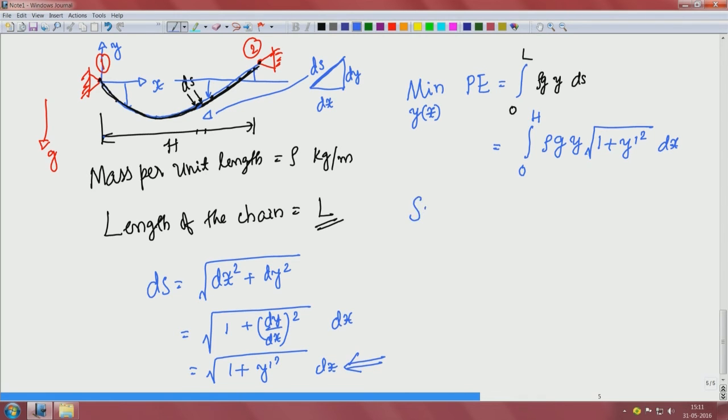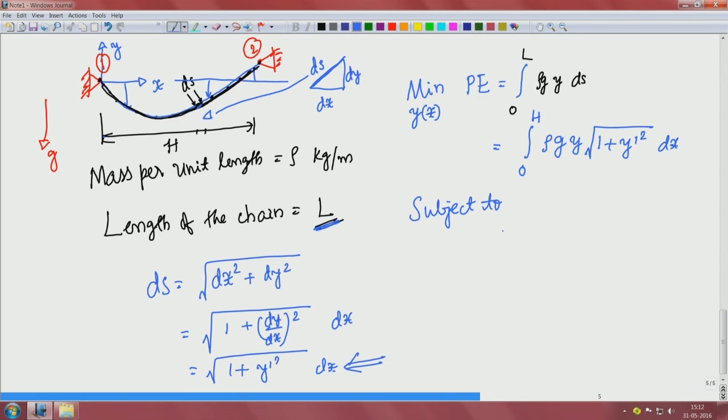Now this is subject to a constraint, right. If there is no constraint, you will make this y as negative as possible to minimize the potential energy. That is, all the chain links are not attached to one another. If all of them want to minimize potential energy together, they will all fall down to minus infinity. But we are not allowing it, because links are connected, there is a constraint on the length of the chain.